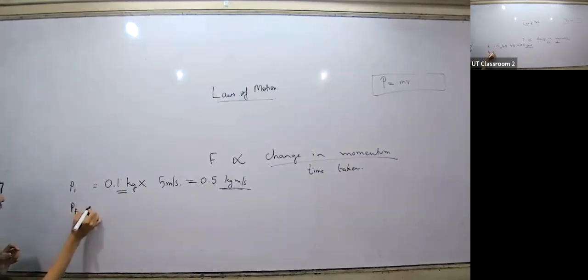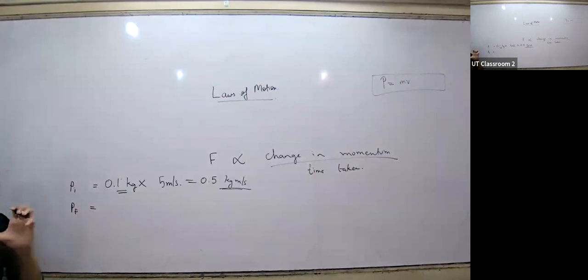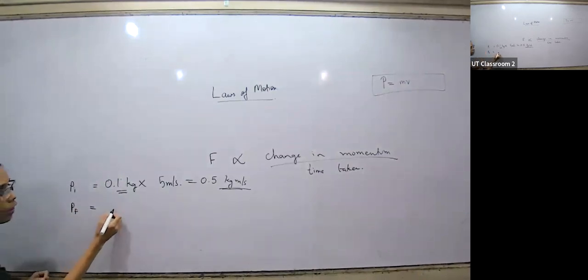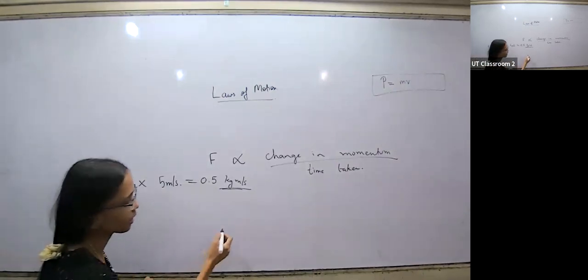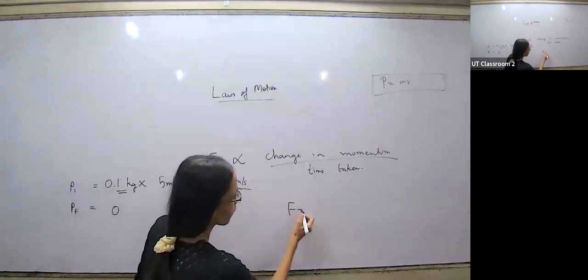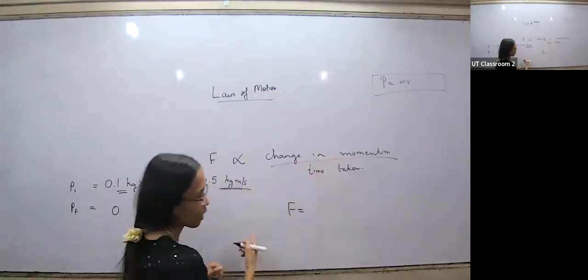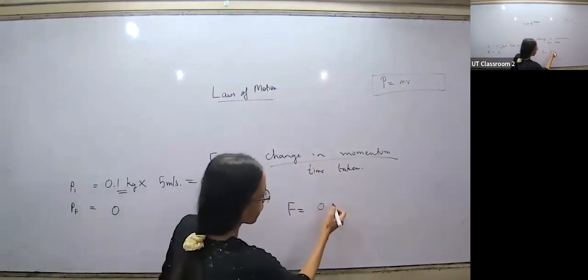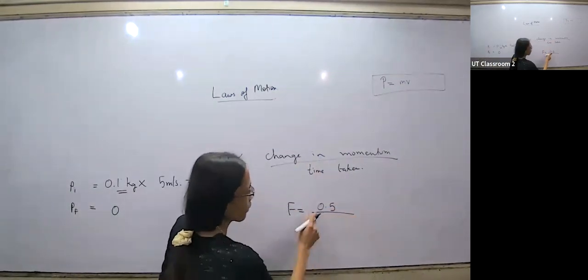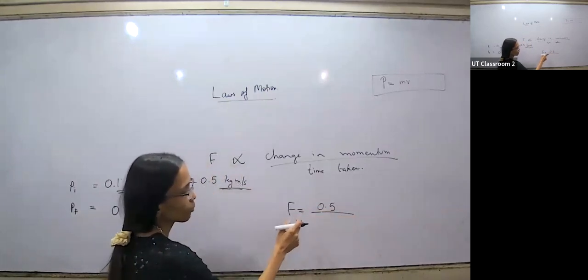So P final, what do you need? Zero. You catch it, without making extra movement, you stop it right there. So that is zero. Okay? So now this 0.5 to zero. So what is force given by? Change in momentum. How much has it changed from 0.5 to zero? So it is 0.5. And will it be 0.5 positive or negative?